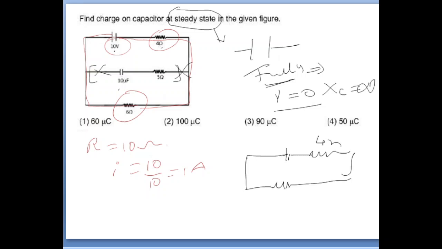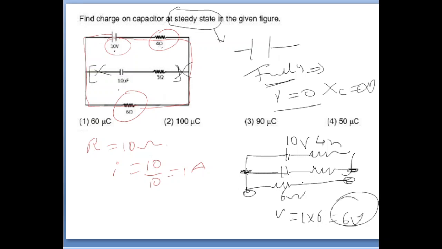Here 4 ohm, here 6 ohm, here 12 volt. How much voltage difference here? Potential equals IR, 1 into 6, so 6 volt. So across these two ends, there is a 6 volt potential difference, which means across the middle, where the capacitor is also connected, right? Here the resistor. Across these 2 points, the same 6 volt potential difference will be there.